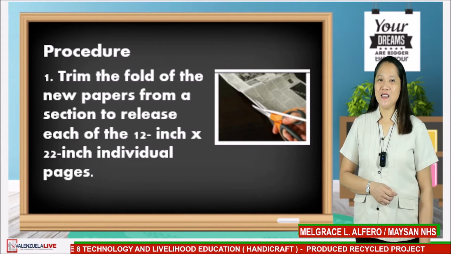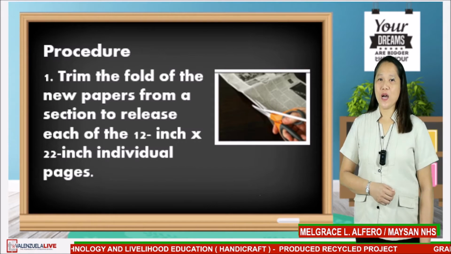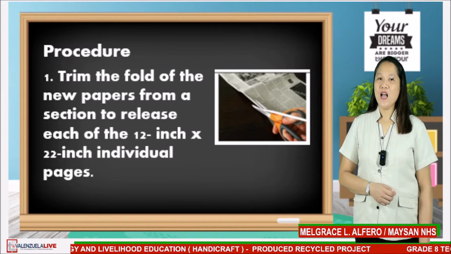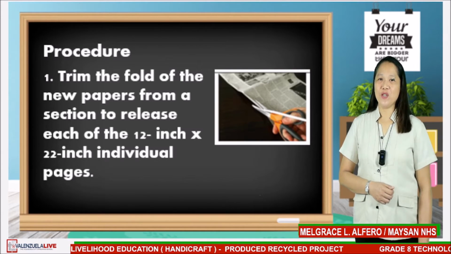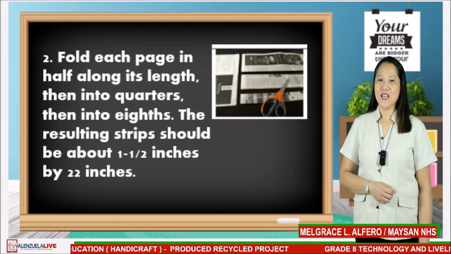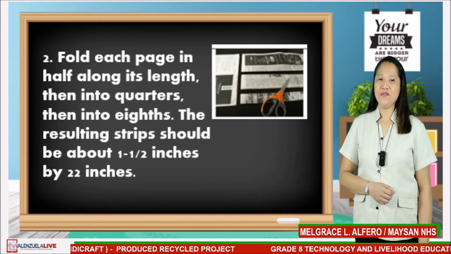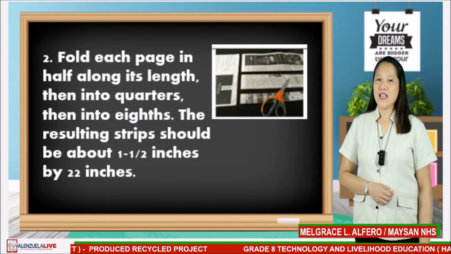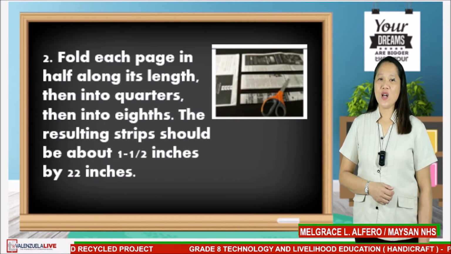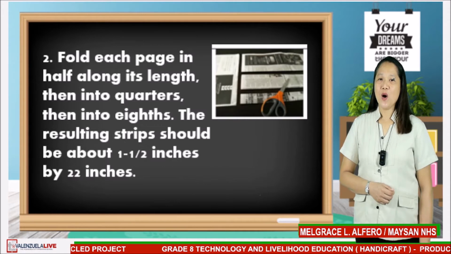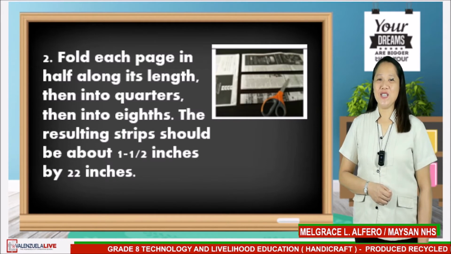Number 1, trim the fold from a section of your paper to release each of the 12-inch by 22-inch individual pages. Number 2, fold each page in half along its length, then into quarters, then into eighths. The resulting strips should be about 1 1/2 inches by 22 inches. You'll need a lot of them.